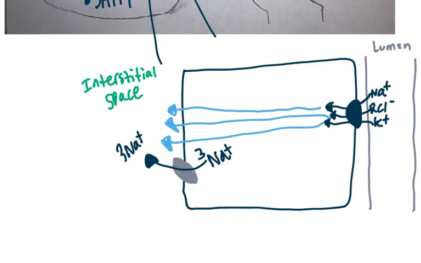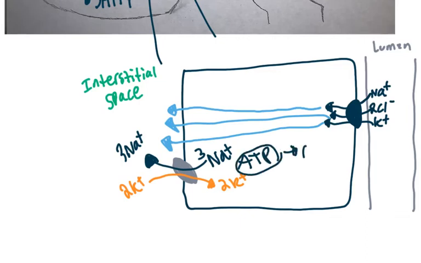And we transport potassium from low concentration, which is in the interstitial space, to high concentration, which is inside the cell. And because we're going from low to high concentration, we need ATP for this, which will get broken down into ADP and an inorganic phosphate.